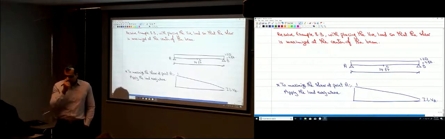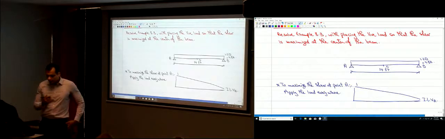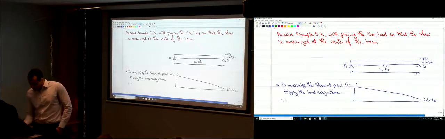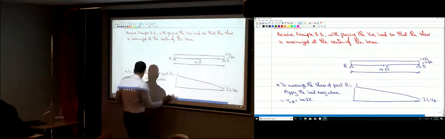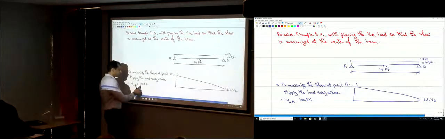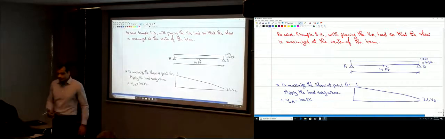Which we just did in the previous problem, okay? So therefore, V ultimate at point A is 100.8 K. That's the maximum shear that can happen at point A, which we got from the previous problem, 100.8 K, okay?